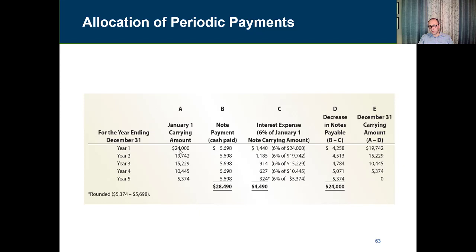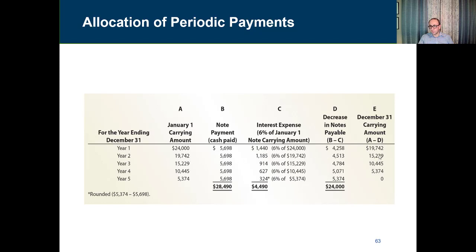So we start with a carrying value of $24,000. We know that we make a payment of $5,698 every year. The interest is calculated as the carrying value at the beginning of the year multiplied by the interest rate, which is 6%, and that has to be the effective interest rate or the yield, and that would be $1,440. We subtract the $1,440 from the amount that we paid, and that will give us the amount of reduction or decrease in notes payable. So now we reduce the $24,000 by the $4,258, and we get the new balance here, which is $19,742.